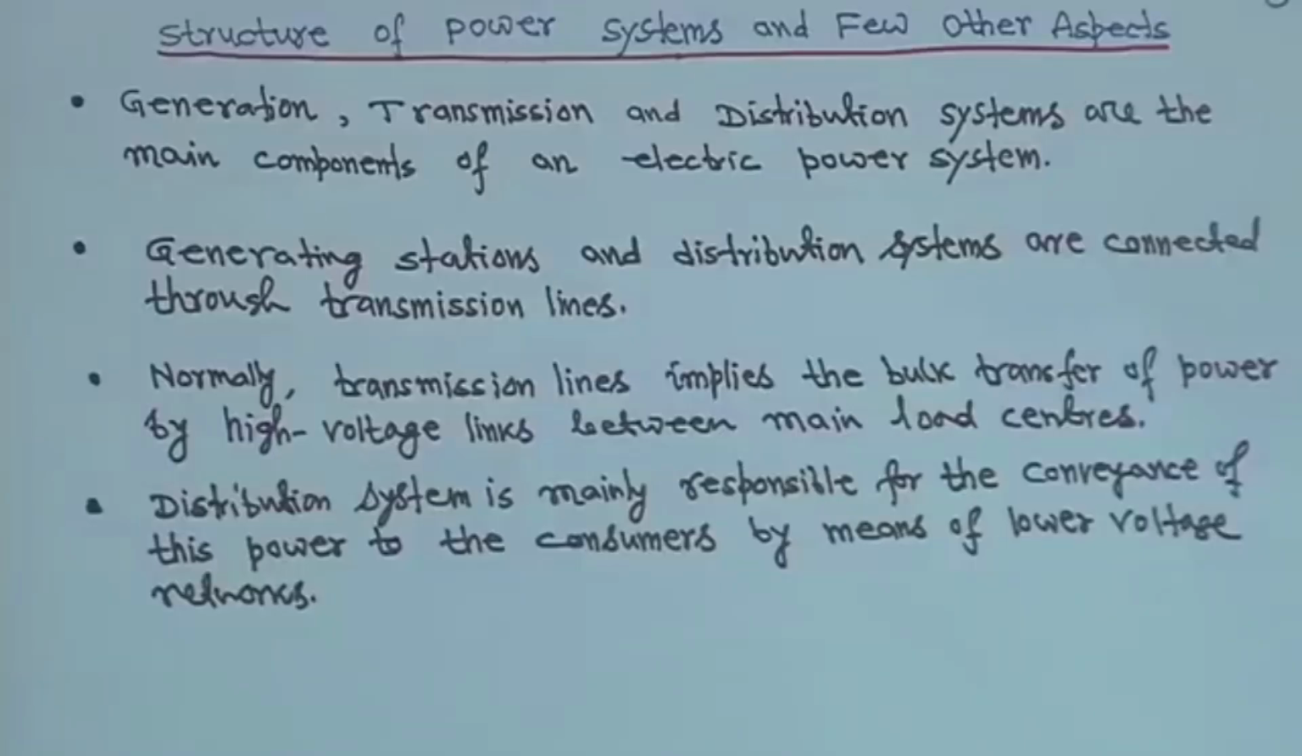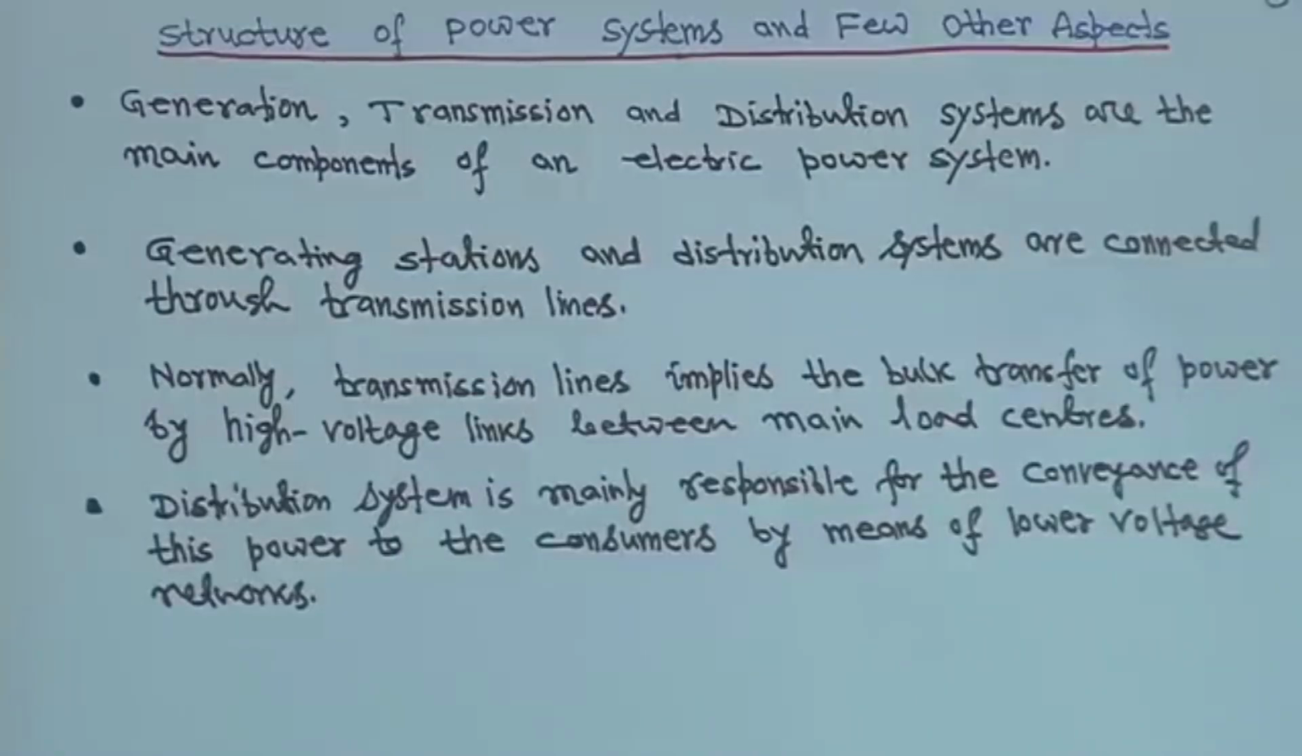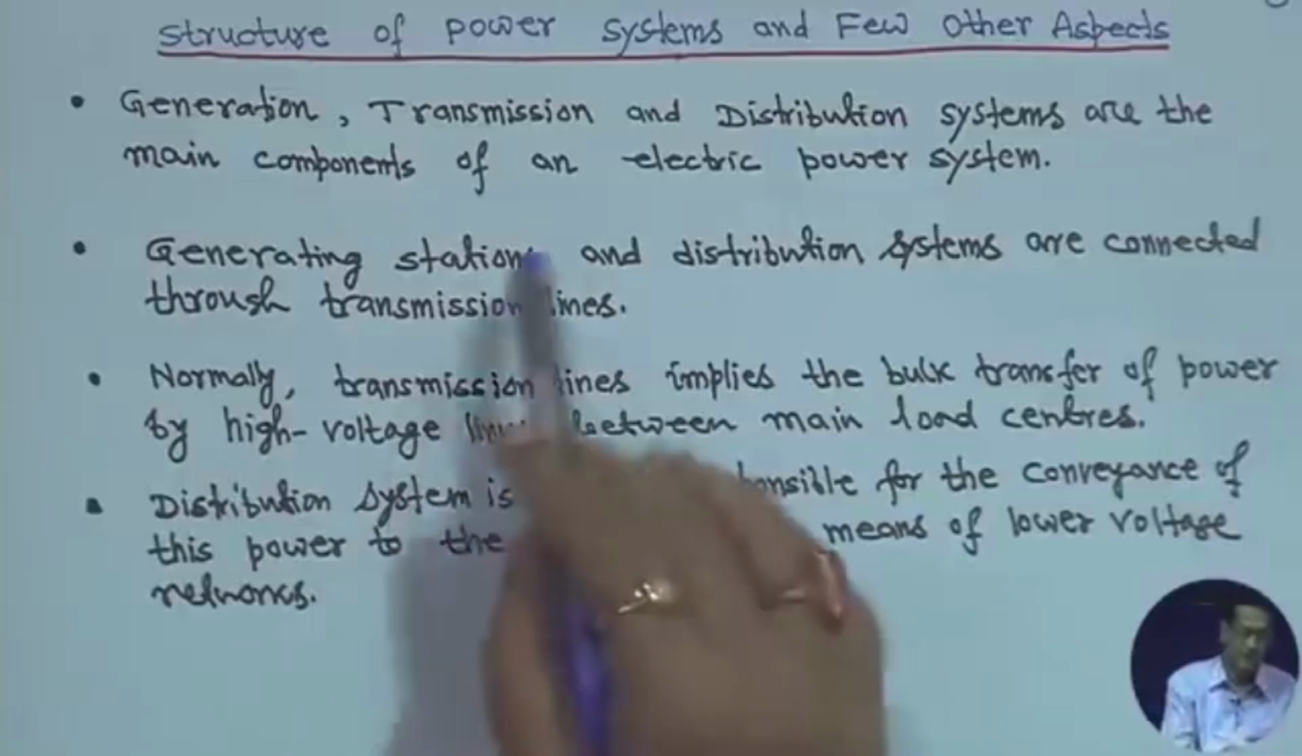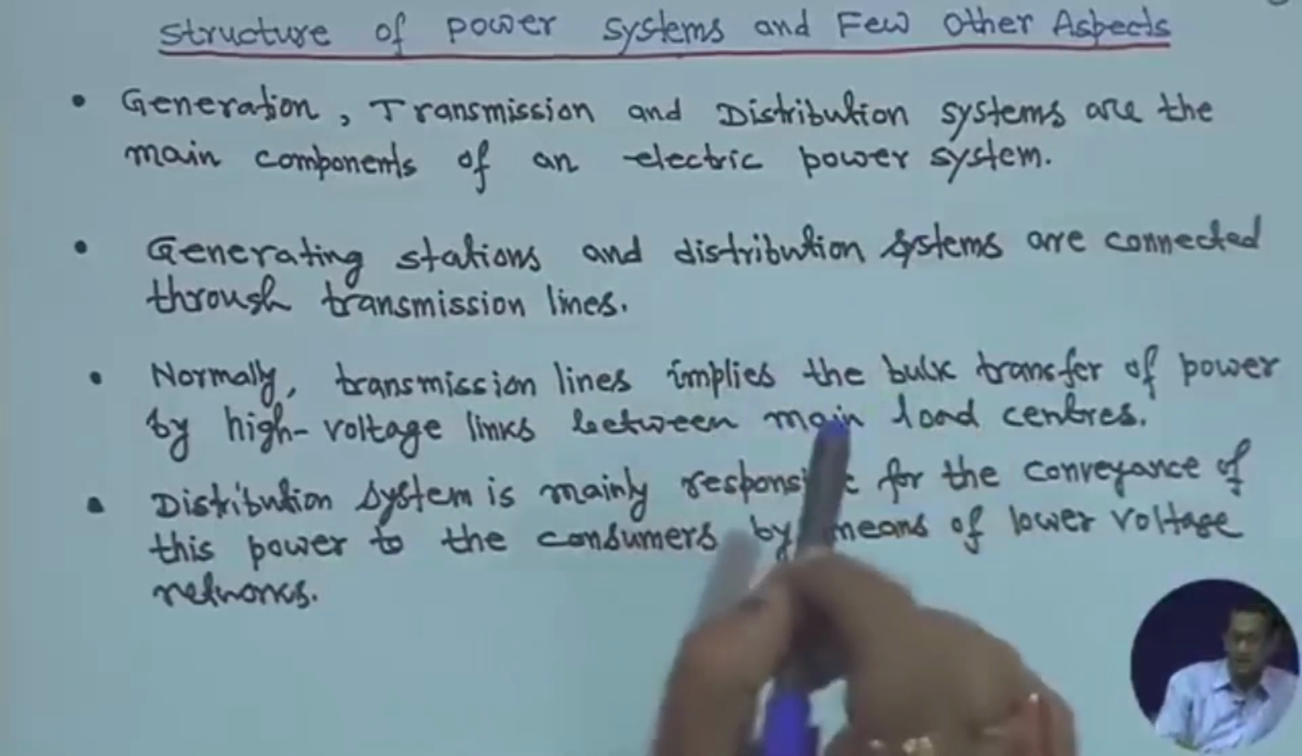So basically, your power system is actually the largest man-made dynamic system on the earth, right? Initially we will discuss the structure of power systems and a few other aspects. First, there are generally three sections we consider in power system: generation, transmission and distribution are the main components of an electric power system, right?